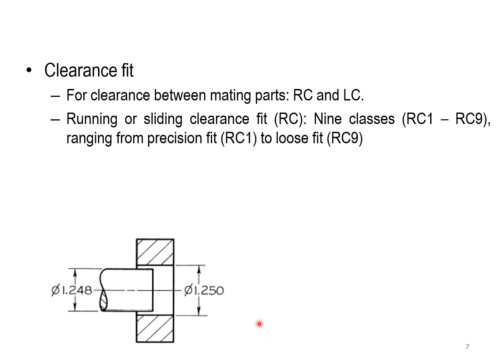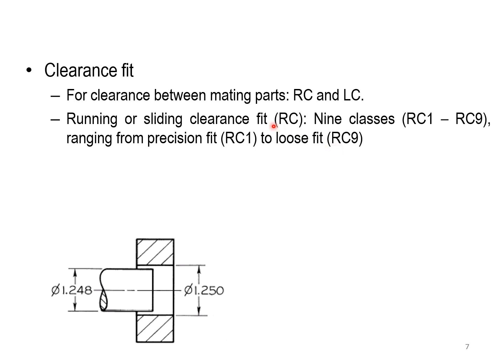So the clearance fit, for clearance between two mating parts, like the RC and the LC, the running or the sliding clearance fit. The RC, that's what we call the running or the sliding clearance. It's going to have nine classes, the RC1 to the RC9, ranging from the precision fit, which is going to be the RC1, to the loose fit, which is going to be the RC9.